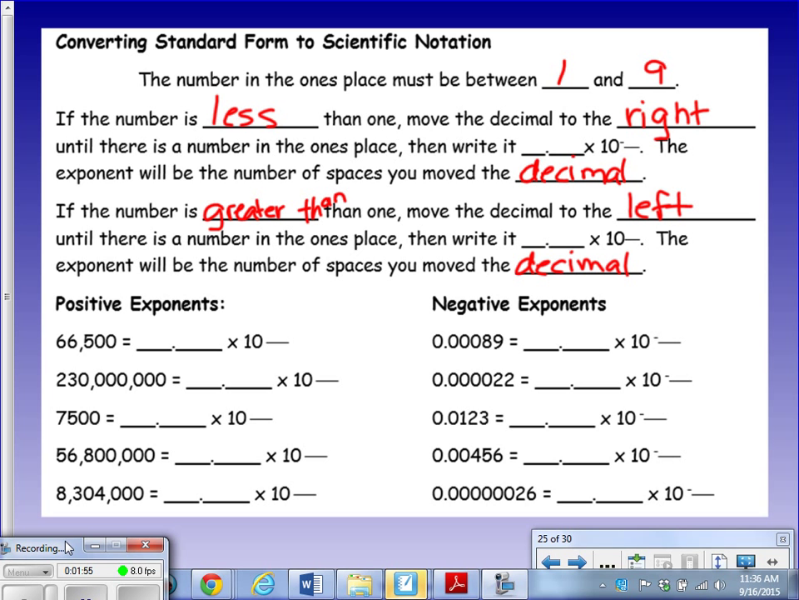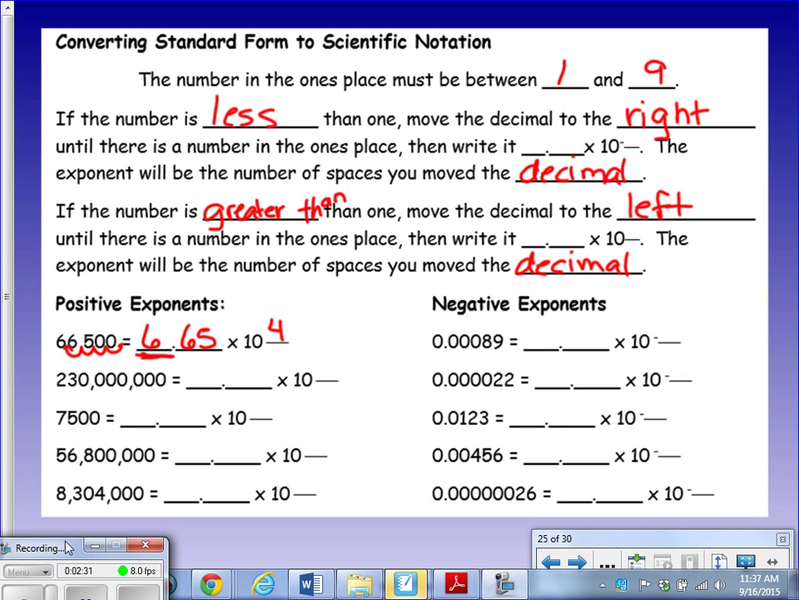All right, so let's take a look at what in the world I'm talking about. Okay, so let's look at this first one. We have 66,500. If there is not a decimal in our number, it is always at the end. Now the number right here has to be between 1 and 9. So we've got to move the decimal until we only have one number right there. So I'm going to move it 1, 2, 3, 4 places. So I'm going to write 6, decimal, 6, 5, times 10 to the 1, 2, 3, 4. I moved it 4 places, so 10 to the 4th power.